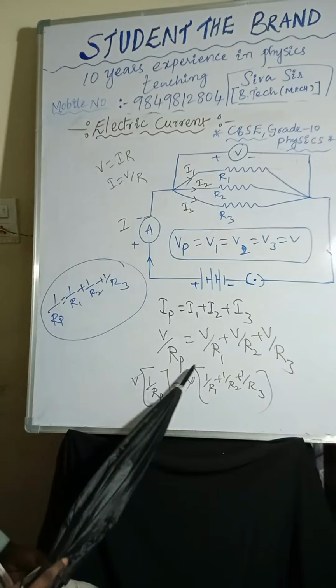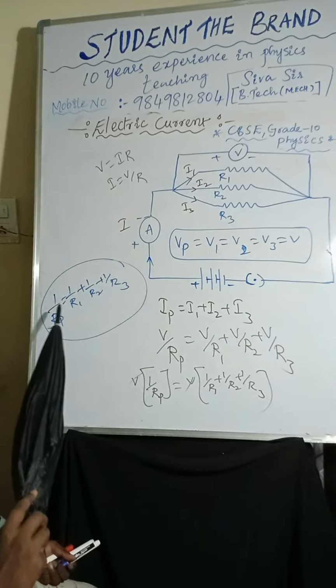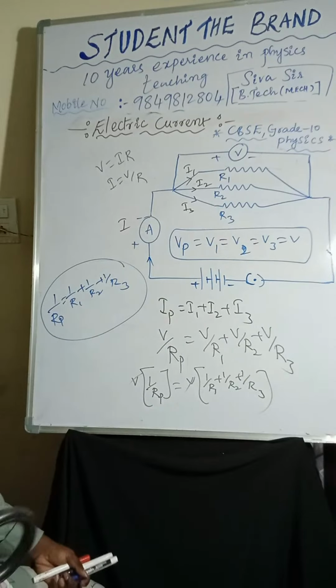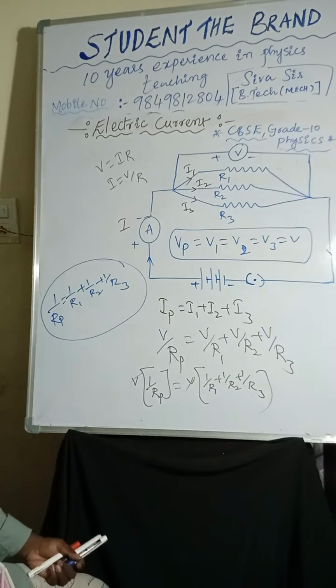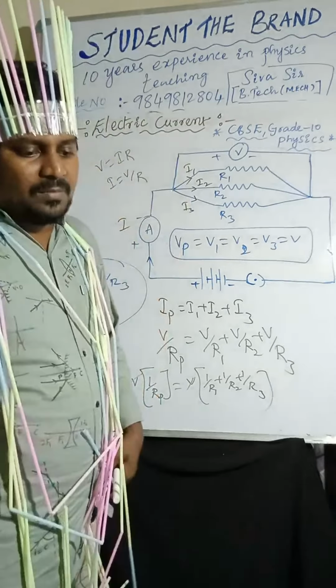So we can take V common. V will get cancelled. Then the remaining value is 1 by RP equals 1 by R1 plus 1 by R2 plus 1 by R3. So this is about resistors connected in parallel combination.